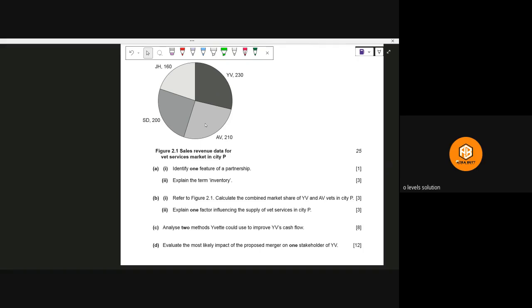And then in the evaluation, you can say whether this merger will have a good impact on the stakeholder or not. Okay, they said proposed merger on one stakeholder. So you just need to write the impact on one stakeholder, not on two. So one stakeholder only. Okay.